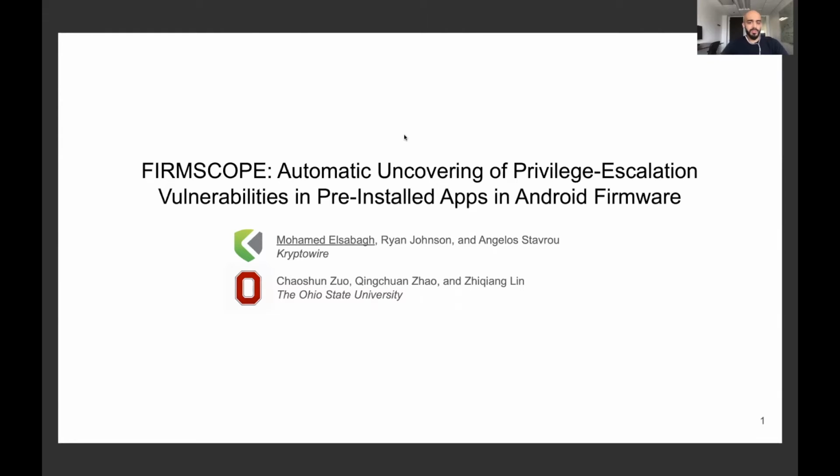This is Mohamed Elsabagh from Kryptowire, and today I'll be presenting to you our work on FIRMSCOPE, a system that we developed to automatically detect privilege-escalation vulnerabilities in pre-installed apps in Android. This work was done in collaboration with Ryan Johnson and Angelos Stavrou from Kryptowire, and Chaoshun, Qingchuan, Zhao, and Zhiqiang from The Ohio State University.